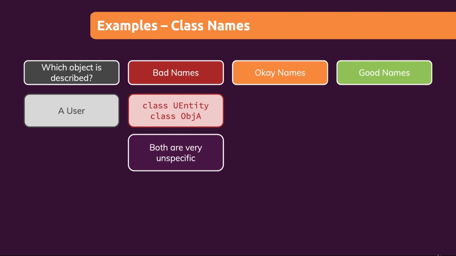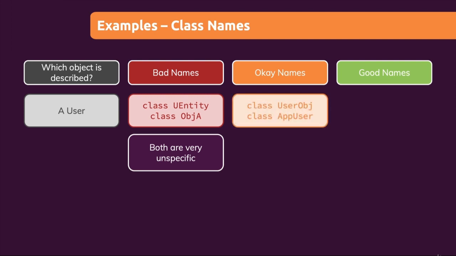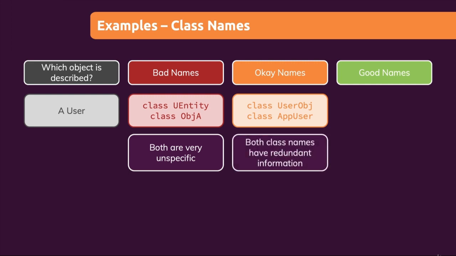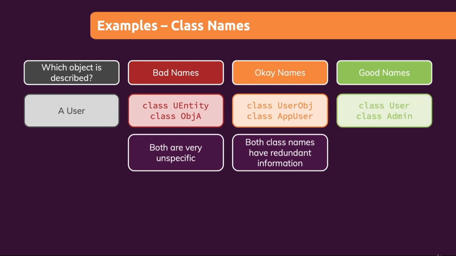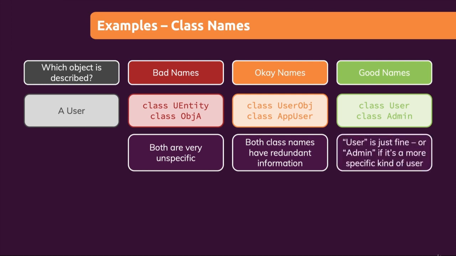Better names would be something like UserObject or AppUser. These names are okay, but actually we have redundant information in there. Of course a user is an object, and of course a user in our application is an application user. So using these names might not make too much sense unless you have a very good reason for doing that. Now good names could be just user or the more specific kind of user, admin, or also customer, and so on. This is fine and specific enough, or in the case of admin, even very specific. So these are great names to use.